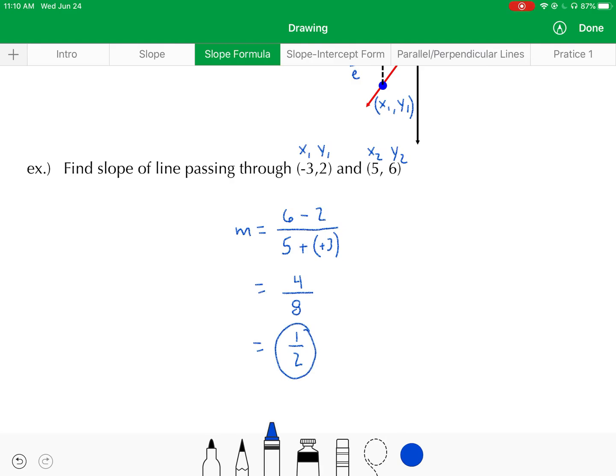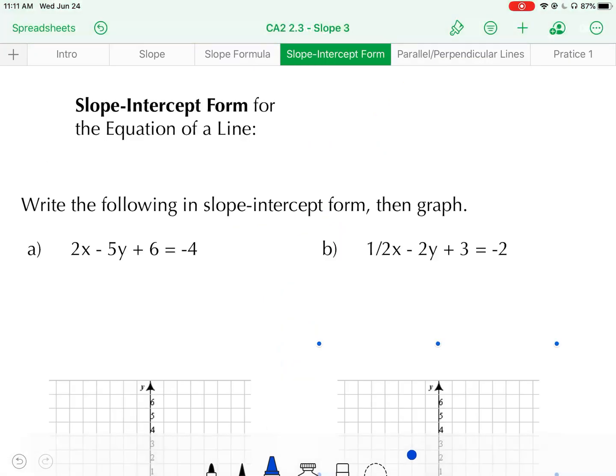Okay. All right, so basically what that is saying is that from one point to the next on this line, you can expect for every 1 unit of vertical change, there's going to be 2 units of horizontal change from one point to the next. Okay. All right, now moving forward.